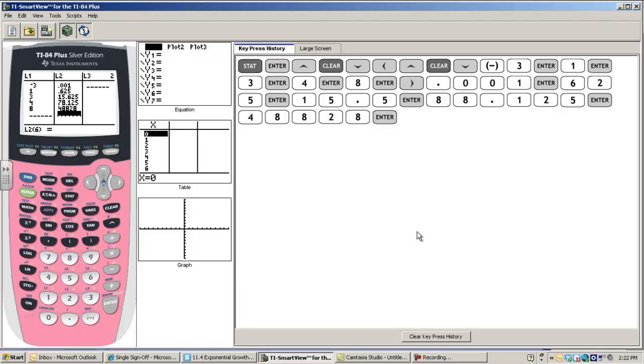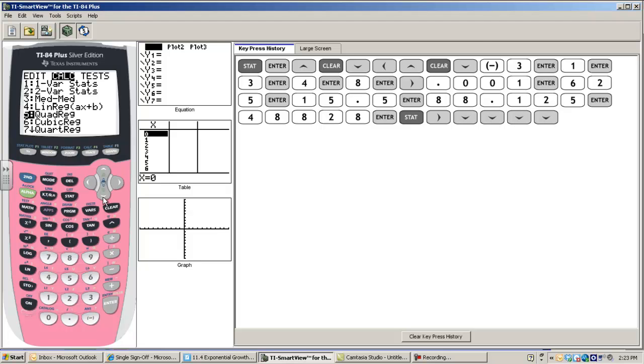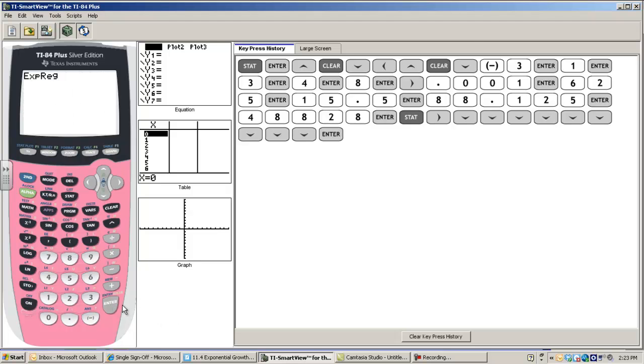So I've entered my values into the table. I want to go find out the function. So I go back to stat. I'm going to go over to calc, and I'm going to scroll down to exponential regression, which is the EXPREG. I'm going to hit enter, and I'm going to hit enter again so that it will give me my equation. Now, it gives me these big long decimals. I'm going to round for the sake of my problem.